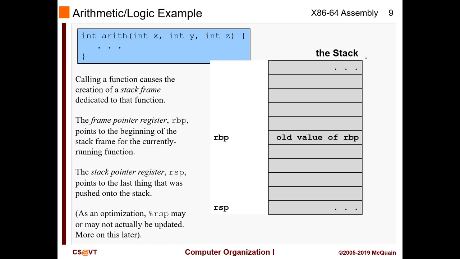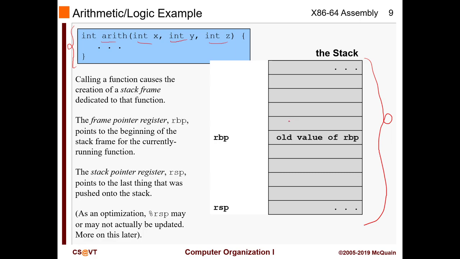So this is what our stack is usually going to look like. This is a function we are going to call. It's called arith. It has three parameters, x, y, z. Calling a function causes the creation of a stack frame dedicated to that function. Okay, so whenever you call a function, it's going to have its own memory location in the stack.